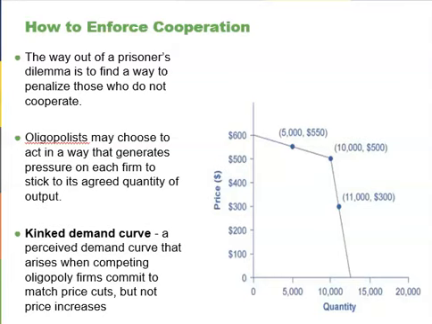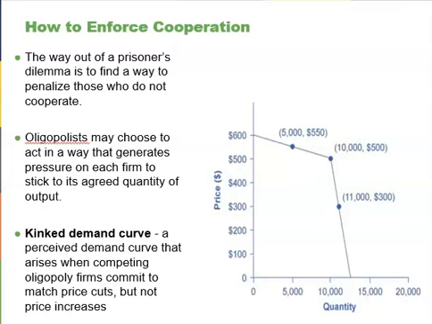Alternatively, oligopolists may choose to act in a way that generates pressure on each firm to stick to its agreed quantity of output. One example of the pressure these firms can exert on one another is the kinked demand curve, in which competing oligopoly firms commit to match price cuts but not price increases. This graph shows an example of an oligopoly airline that has agreed with the rest of a cartel to provide a quantity of 10,000 seats on the New York to Los Angeles route at a price of $500 per ticket. This choice defines the kink in the firm's perceived demand curve.